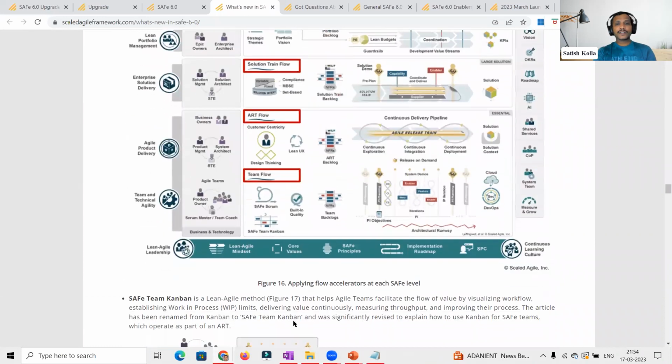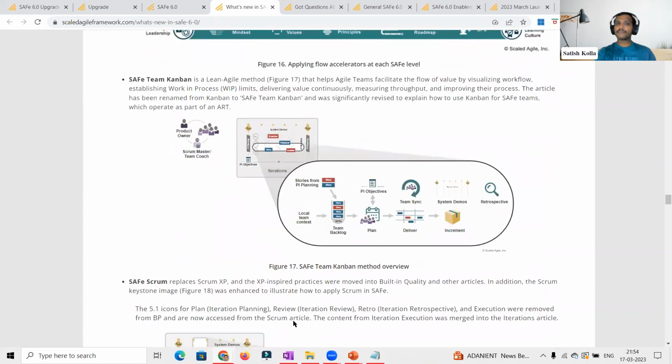Okay, done. It was there earlier, but now it is refined and mentioned as SAFe Team Kanban. The concept still remains the same, the functionality still remains the same, but yes, the major change is that it is renamed from Kanban to SAFe Team Kanban. Why SAFe Team Kanban? Because at each and every level, release train, large solution, and the portfolio level, we will also be using Kanban. That's the reason it is clearly identified as SAFe Team Kanban.